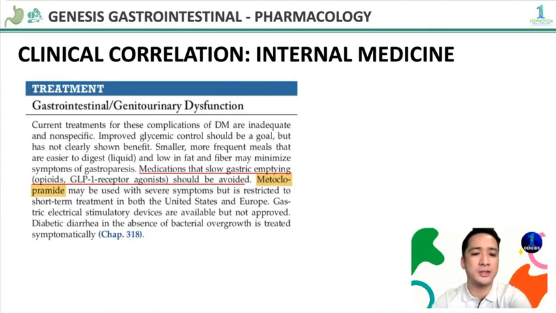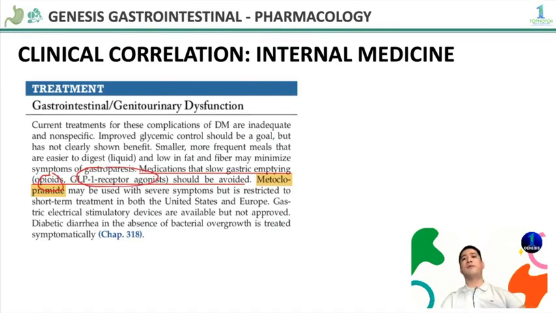In clinical correlation, again, I have mentioned earlier what are the different medications that should be avoided because they cause slowing of the gastric emptying, opioids, or GLP-1 receptor agonists. These should be avoided.